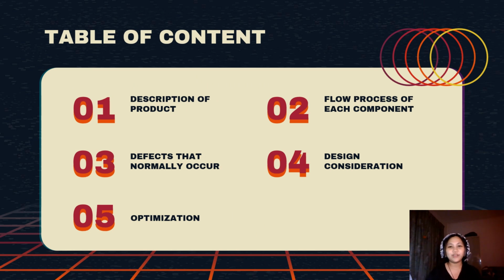There will be five topics in total that we're going to present today. The first one, description of the product, and the second one, flow process of each component. Both of these topics will be presented by me. The third one, defects that normally occur, and the fourth one, design consideration. Both of these two topics will be presented by Nur Ain binti Mor Haji, and the fifth one, the optimization, will be presented by both of us.